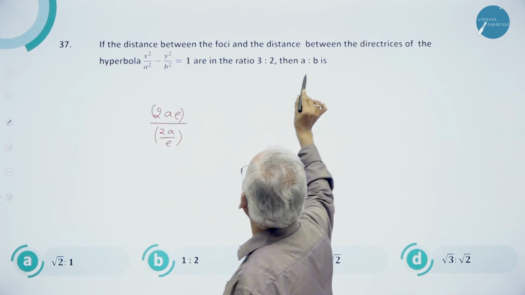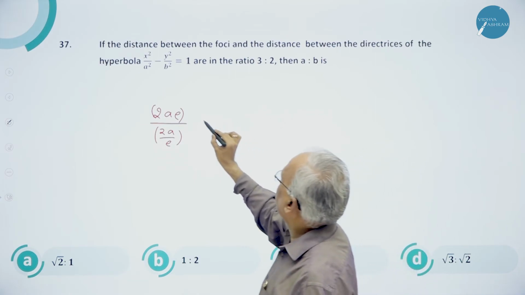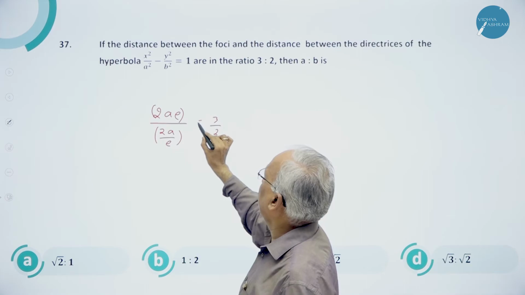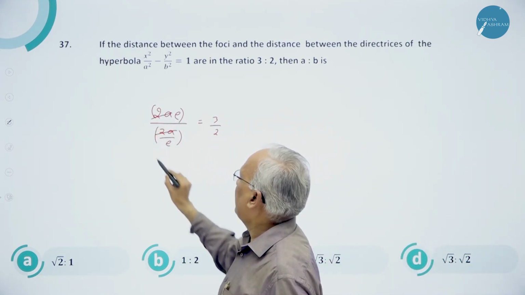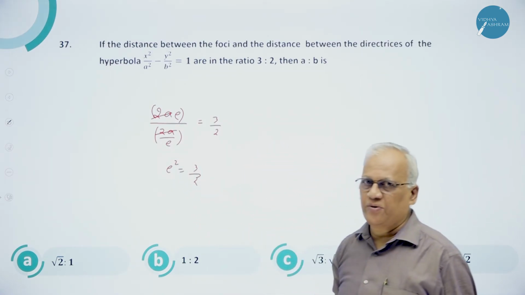Distance between foci is 2ae. Distance between directrices is 2a by e. This is given to be in the ratio 3 is to 2. So, 2a and 2a cancel. You get e squared is equal to 3 by 2.